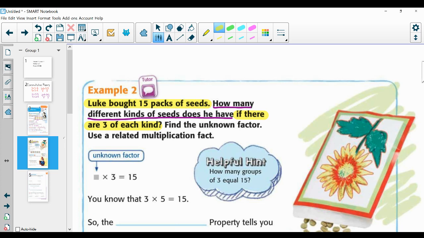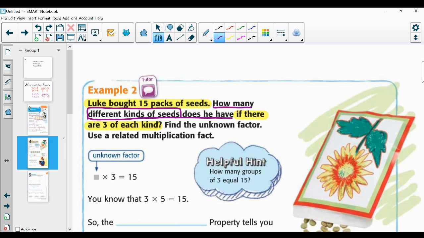Okay, so now let's go back and read it with the numbers. I see seeds and I see there's some of each kind of seed. So Luke bought 15 packs of seeds. If there are 3 of each kind. So we know he has 15 packs. There are 3 of each kind. Let's read it with the question. Luke bought 15 packs of seeds. How many different kinds of seeds does he have if there are 3 of each kind? So I want to know how many different kinds of seeds. Let's see. Different kinds of seeds. This is my label right here, the different kinds, if he has 3 of each kind.